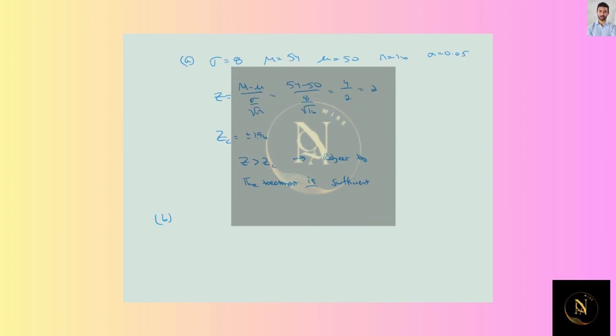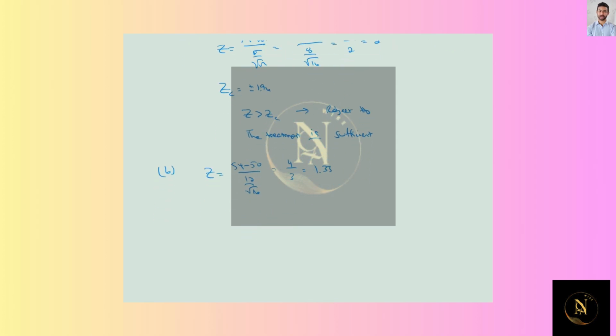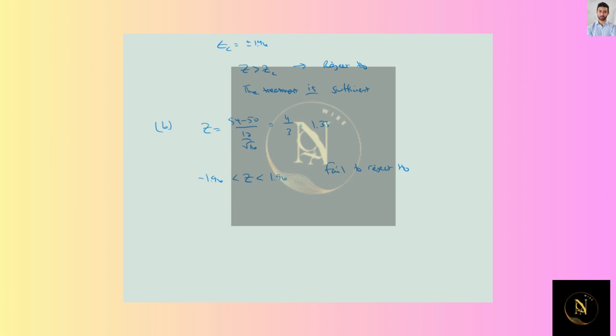In B, we'll repeat this, but the difference is that sigma is 12 instead. And so that's 4 over 12 over 4, which is 3. And in this instance, our z is in between the positive and negative critical values, which is not in the rejection region. It is not as extreme, so we would fail to reject the null hypothesis. And that would mean that the sample mean is not sufficient.